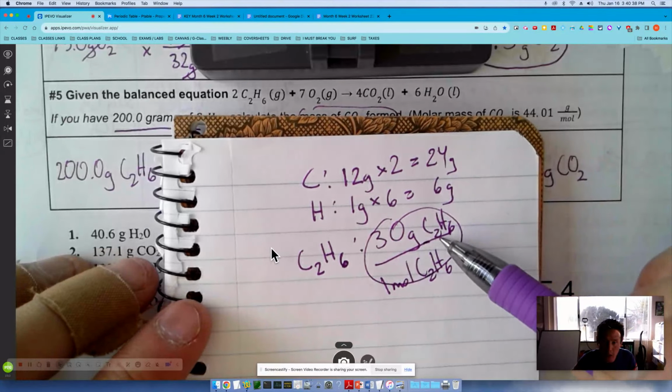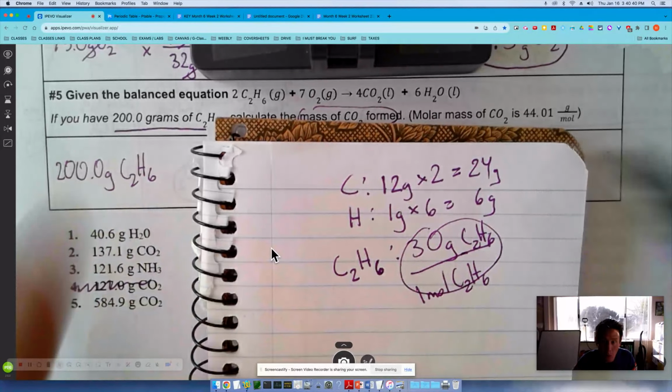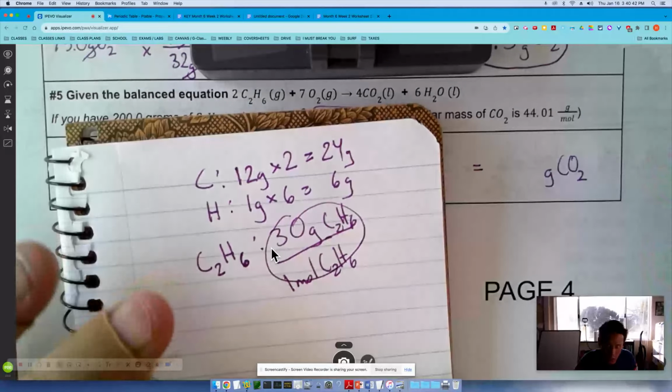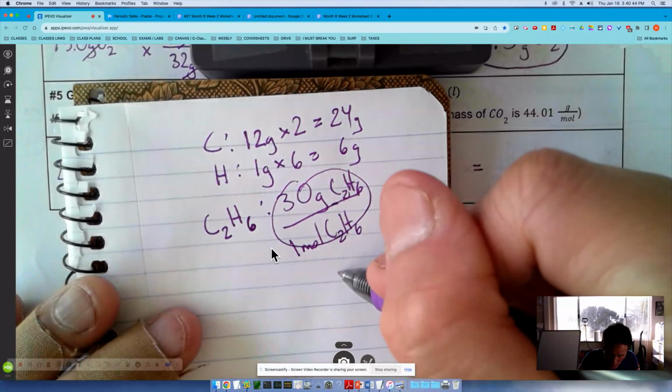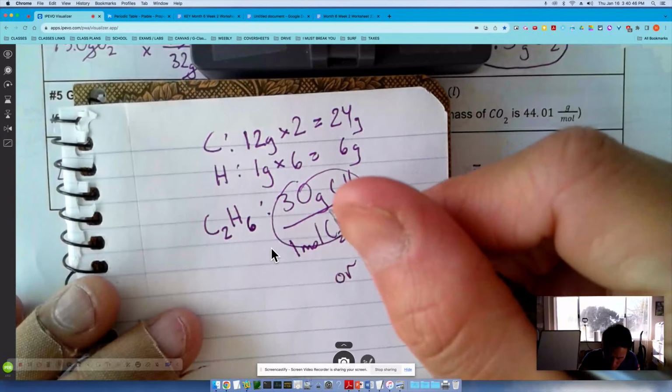I can multiply this to this. But hold on. I have to look at the alternate way I could write this ratio, this conversion factor. Instead of 1 mole of C2H6 on the bottom of this fraction, I could also write it with 1 mole of C2H6 on the top, and instead of having the 30 grams of C2H6 on the top, it'll go on the bottom in this version.